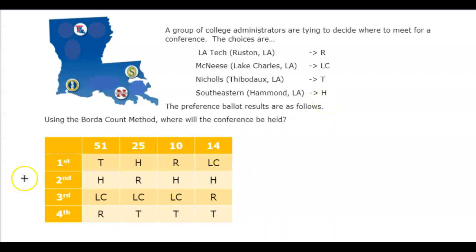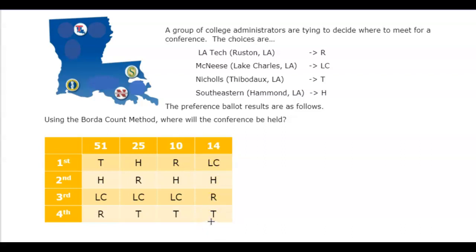So we voted, and the voting is as follows. 51 people voted for Thibodaux first, Hammond second, Lake Charles third, and Ruston fourth. 25 people voted Hammond, Ruston, Lake Charles, then Thibodaux. 10 people voted Ruston, Hammond, Lake Charles, and Thibodaux. And 14 people voted Lake Charles, Hammond, Ruston, and then Thibodaux.